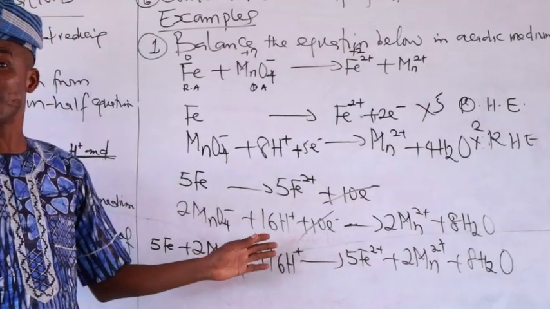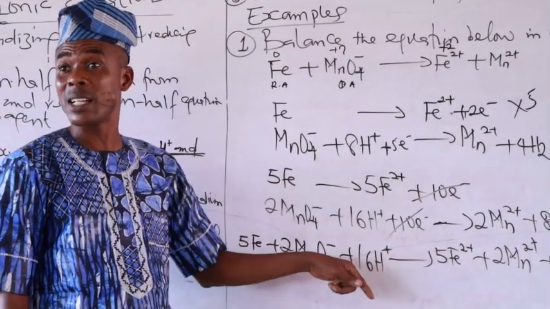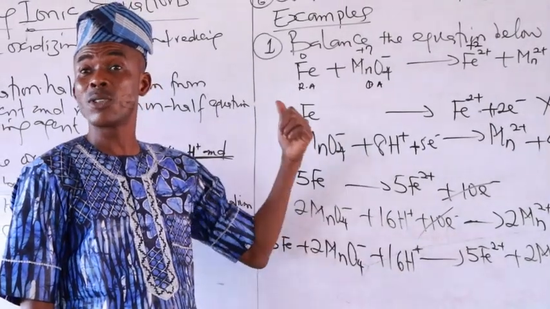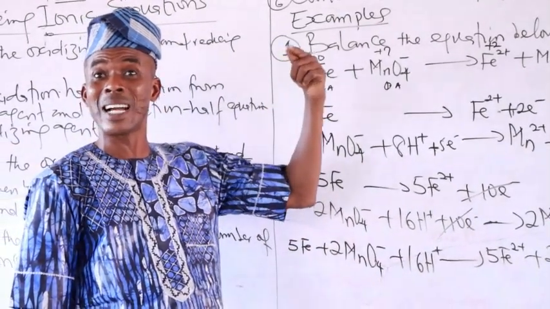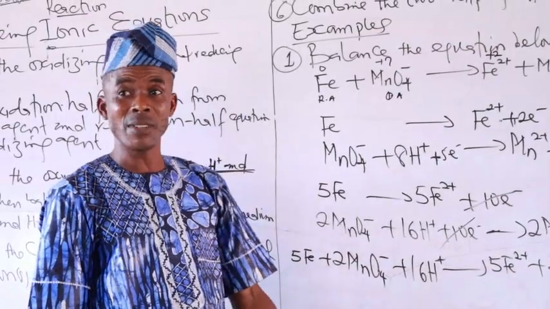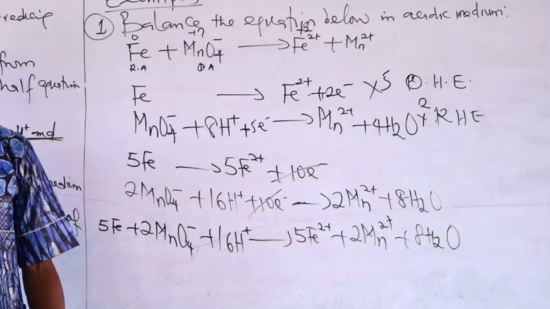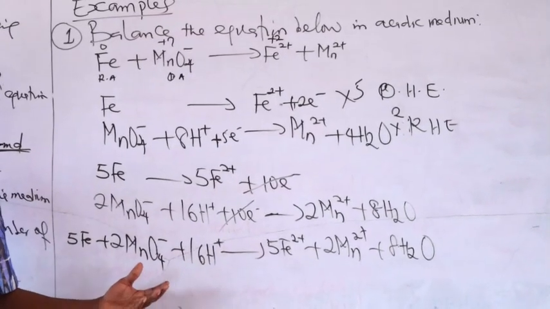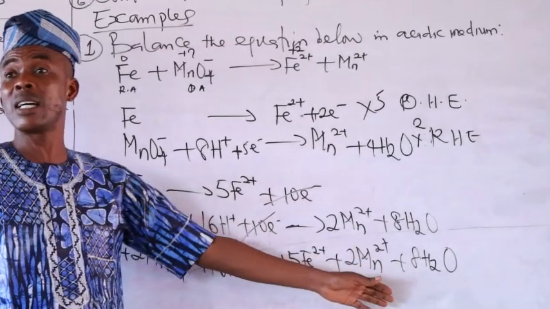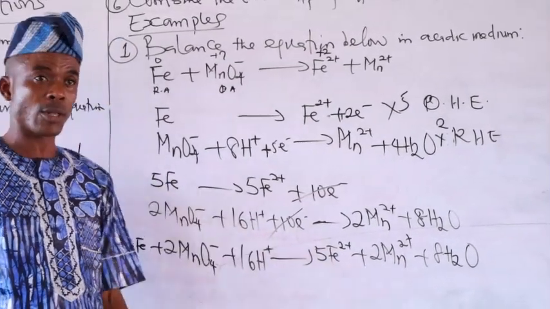But this equation is not balanced, except we check for charge. And that's what I said, oxidation number is used for balancing the ionic equation. If the charges are not correct, you have not balanced the ionic equation. The charge at the left hand side must also equal the charge at the right hand side. So let us look at the charge.